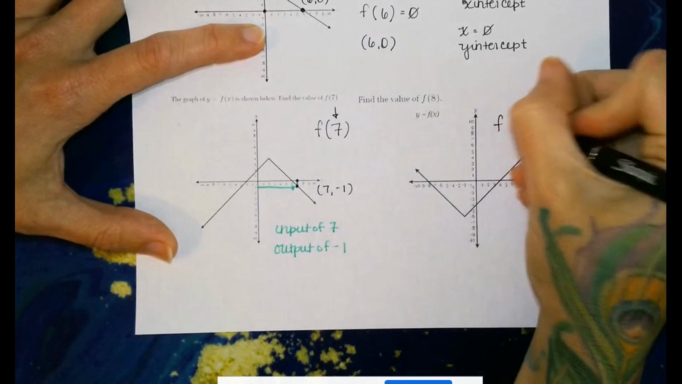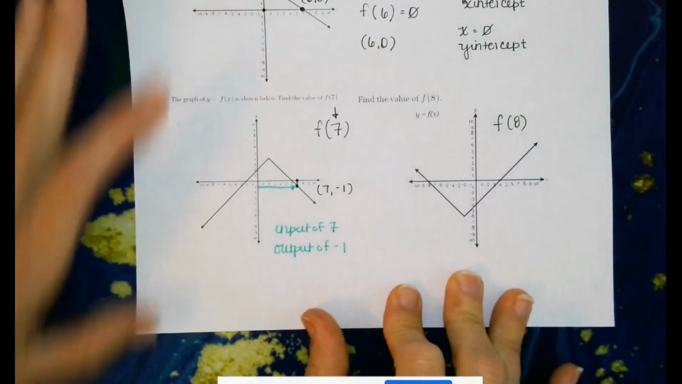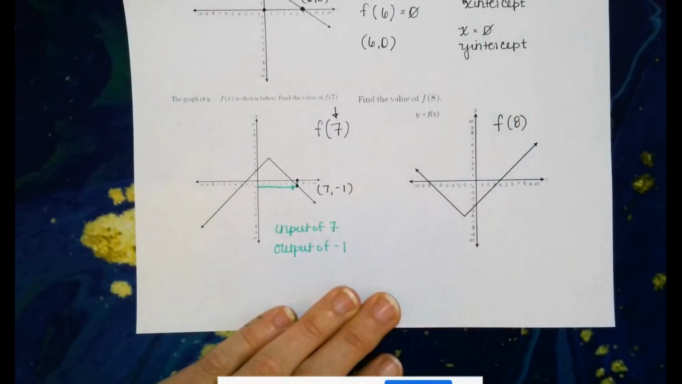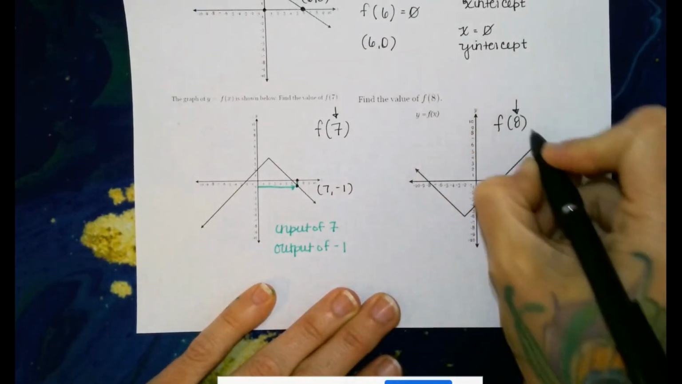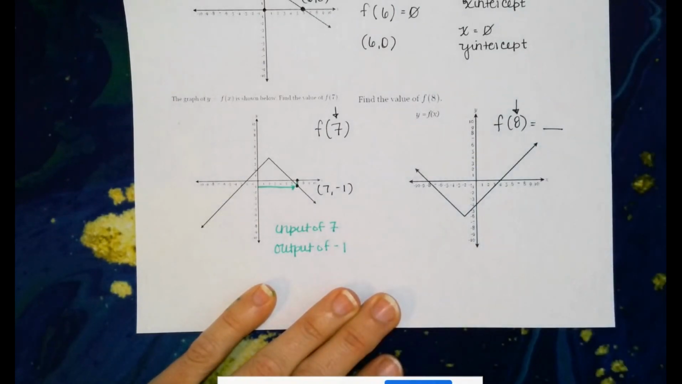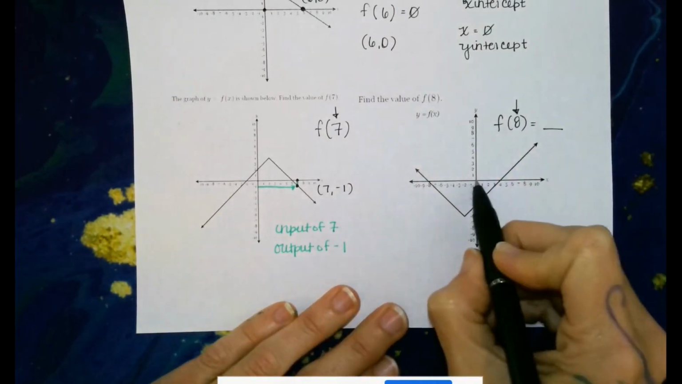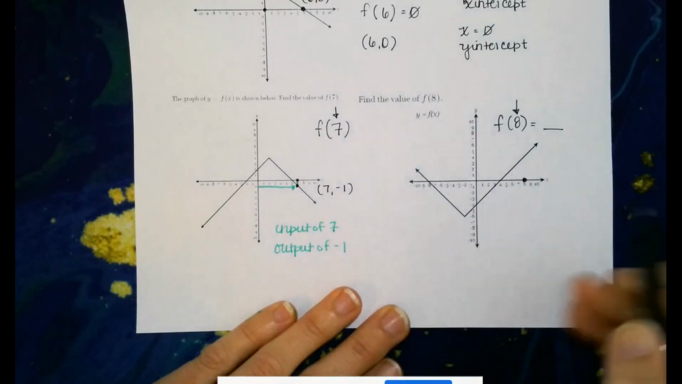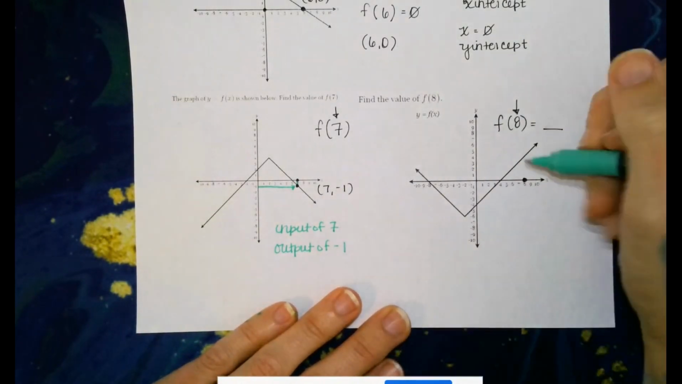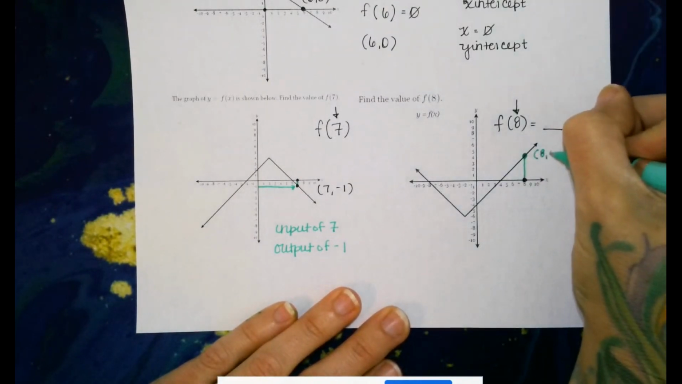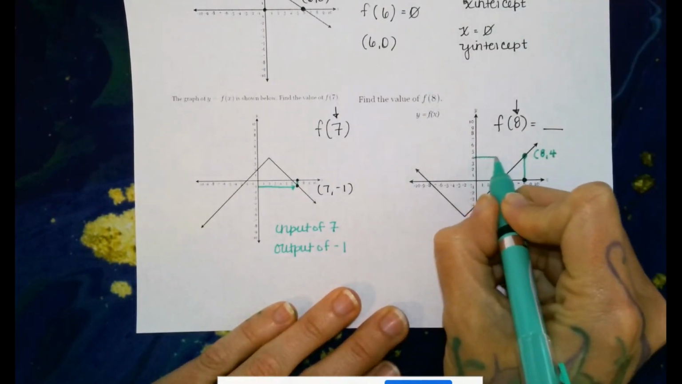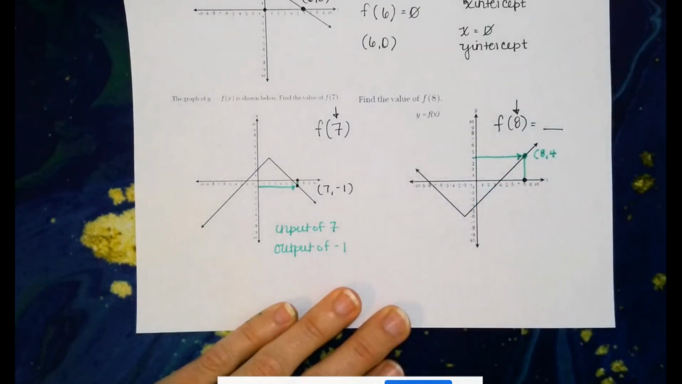All right, I got f of 8. Is that 8 x or y? It's inside the parentheses, because that means it would look like this. When x is 8, what is y? So when x is 8, we're going to go up because that's where that function is. What is y? Looks like 4. And that 4 comes from right here. So our answer would be 4 to that question.